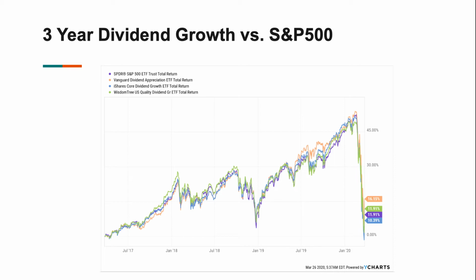Again, if we look at the 3-year backtest, we can see the Vanguard ETF outperforming relatively significantly. We're talking about 5%, so that's 1.5% each year, more or less, which is not bad. But overall, the difference is not that big.